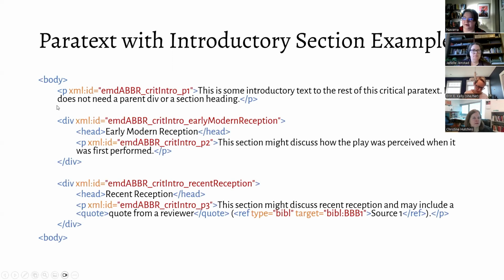So we have here our body. We've got one paragraph, some introductory text to the rest of the critical paratext. Doesn't need a parent div. It doesn't need a section heading. So if you've got something that doesn't have a section heading right at the beginning of your critical paratext, this is what you're doing. You're putting those paragraphs in. And then we've got two subsequent divs. As always, we've got those XML IDs and child headings. Again, our paragraphs are numbered going through the file. So we've got P1, P2, P3, not re-beginning with each div.